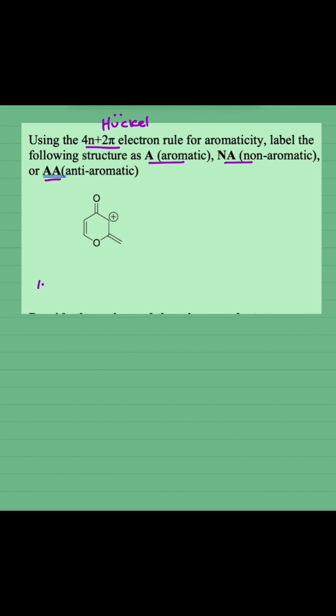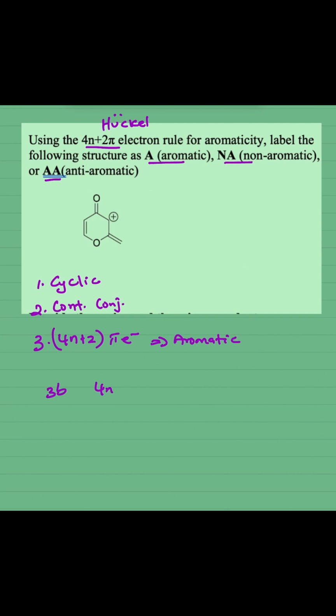Number one, is the structure cyclic? Number two, do you have continuous conjugation? Number three, does it satisfy the 4n plus 2 pi electrons? Then that will be aromatic. Or 3b, 4n pi electrons, that will be anti-aromatic.